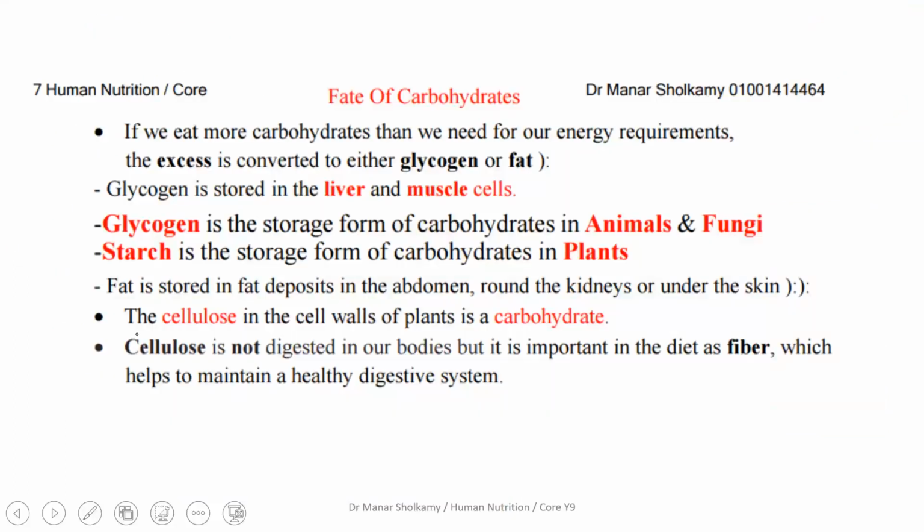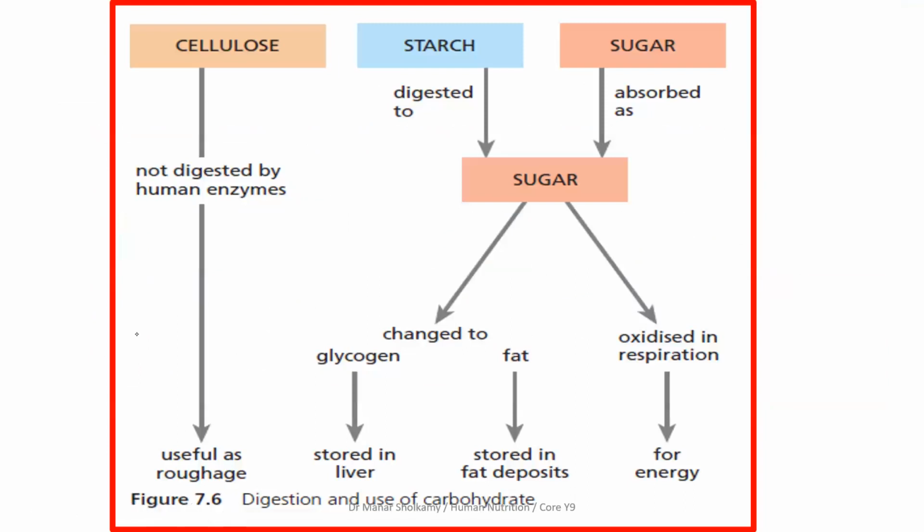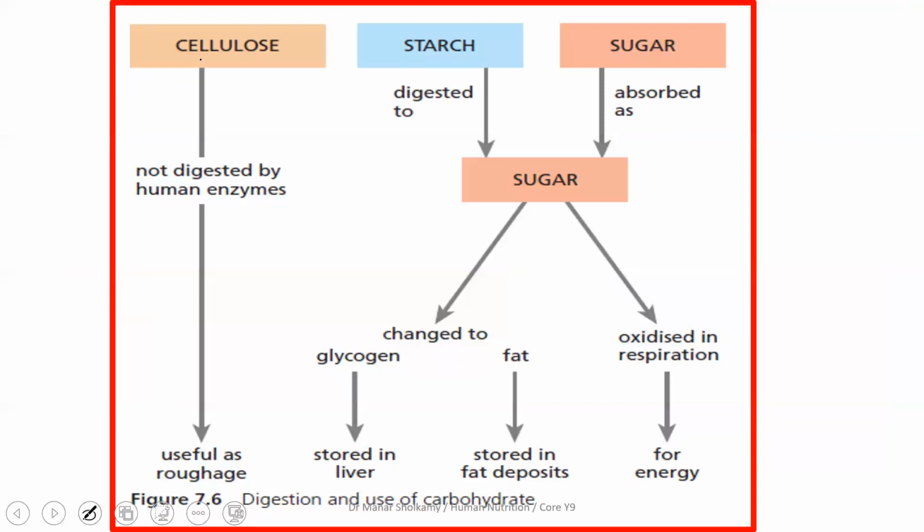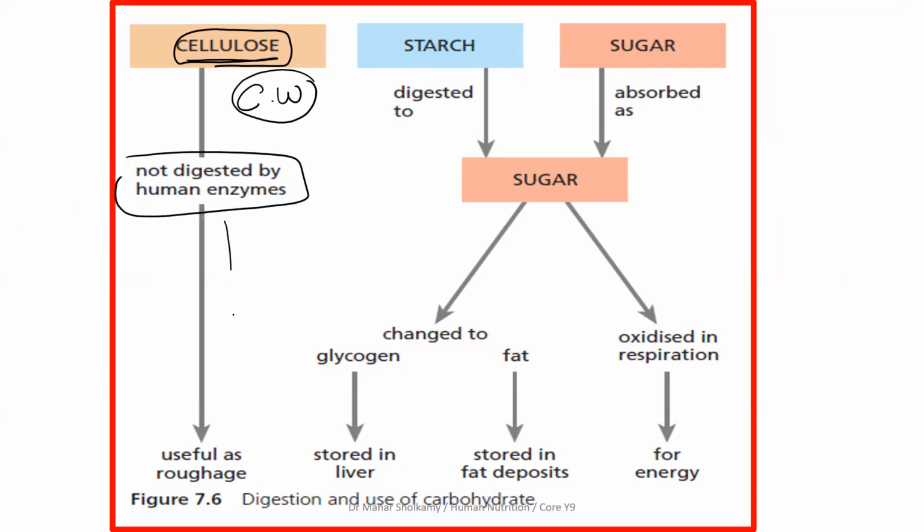Okay, this is really important. The fate of carbohydrates. You have this picture in your notes, and it's very important, but it's very easy. When you eat cellulose, what is cellulose? Where is cellulose found? The cell wall of a plant. Can we digest it? No, it is not digested. Very good. So this will change to what?